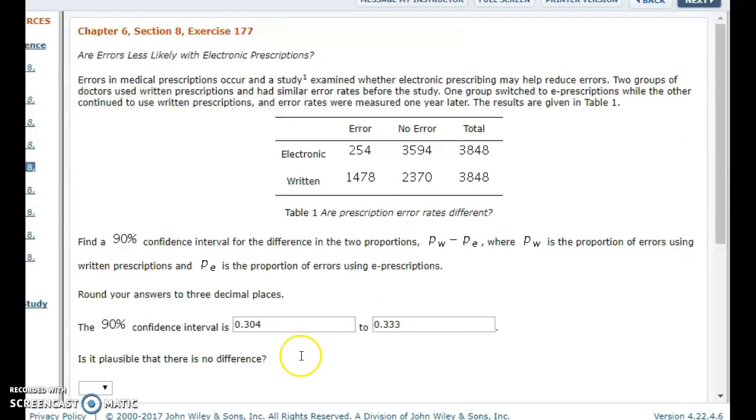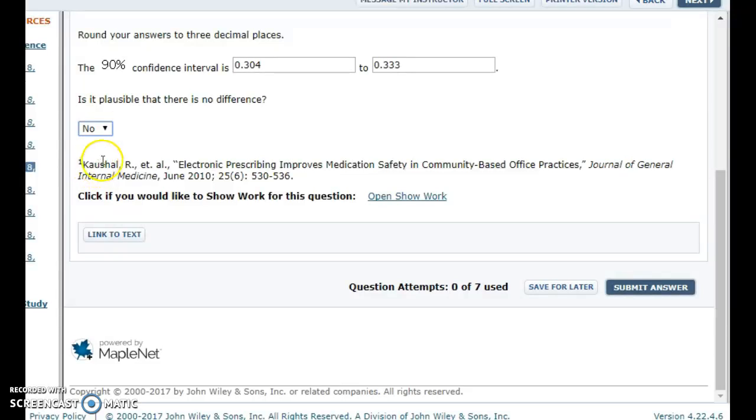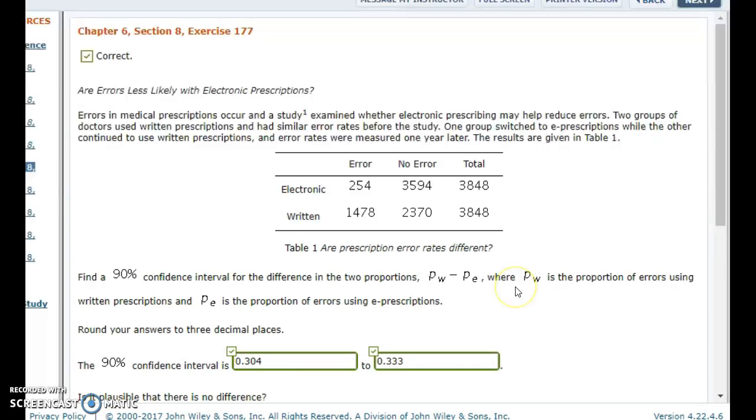Yeah, 0.333. Is it plausible there's no difference? Okay, I don't see 0 anywhere in this confidence interval, so I'm coming down here and telling it no and submitting the answers. Okay, and it tells me I'm correct.